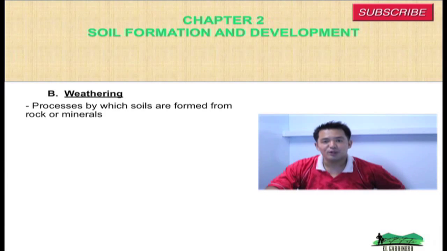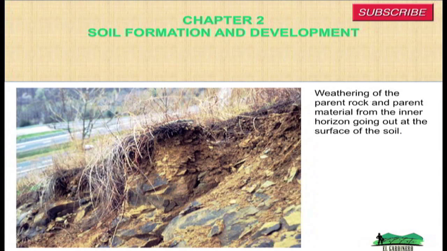Weathering is the process by which soils are formed from rocks or minerals. So a picture shows you a rock that underwent weathering. And actually, these rocks are the parent rock. From that parent rock, you will have your parent material and the resulting soil. So weathering of parent rock and parent material goes from the inner horizon out to the surface of the soil.